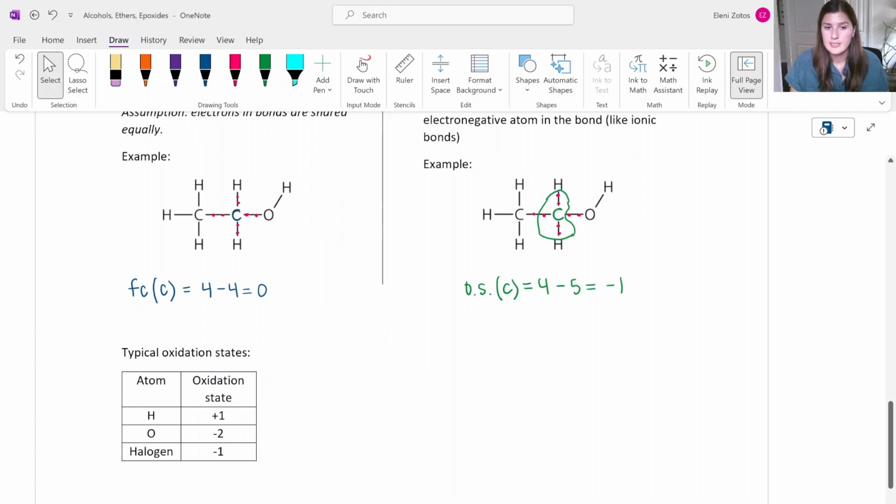Typical oxidation states for some atoms are provided here. Hydrogen is usually +1 because it's not very electronegative, so it often doesn't own electrons in its bond. Oxygen is usually -2. And then halogens are typically -1.